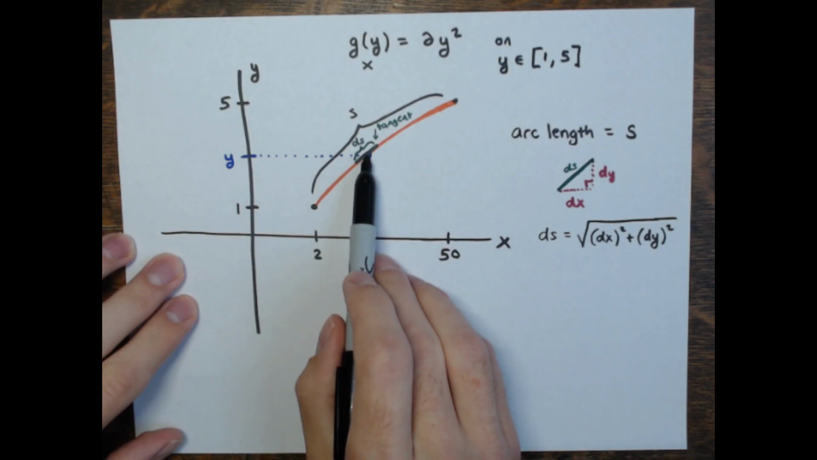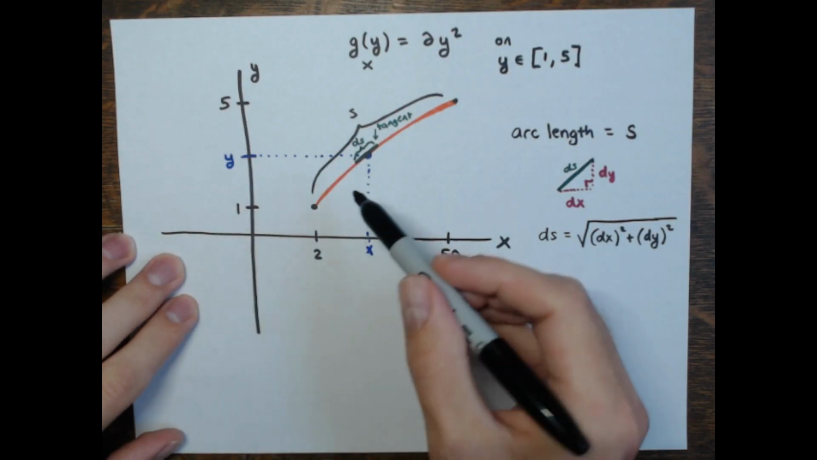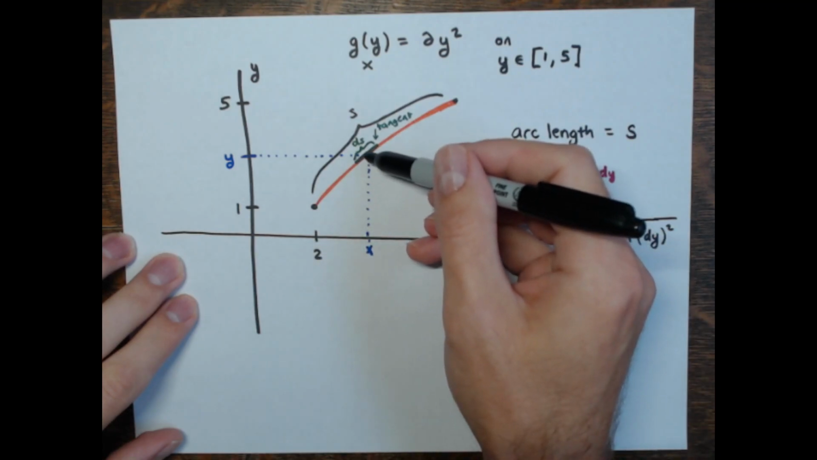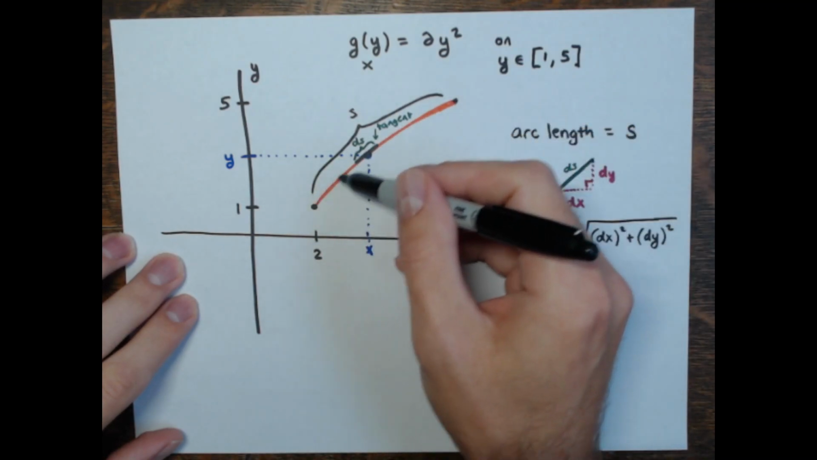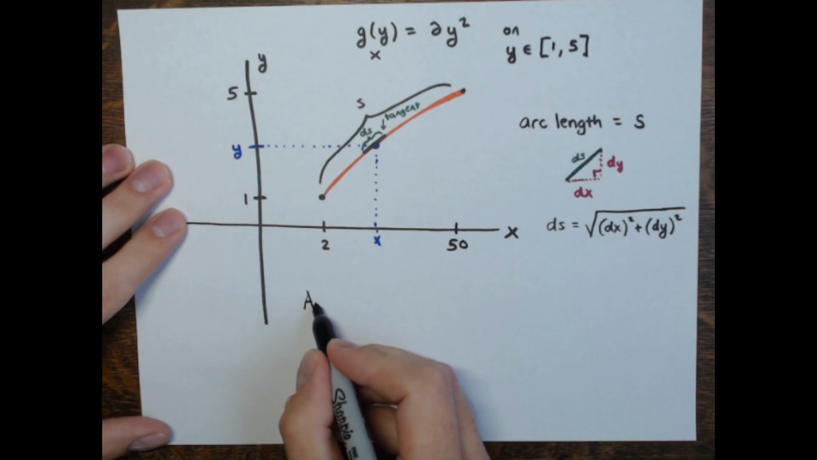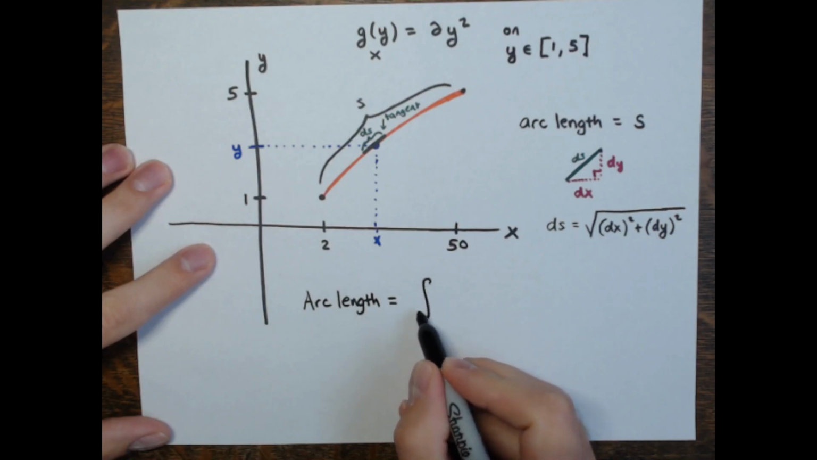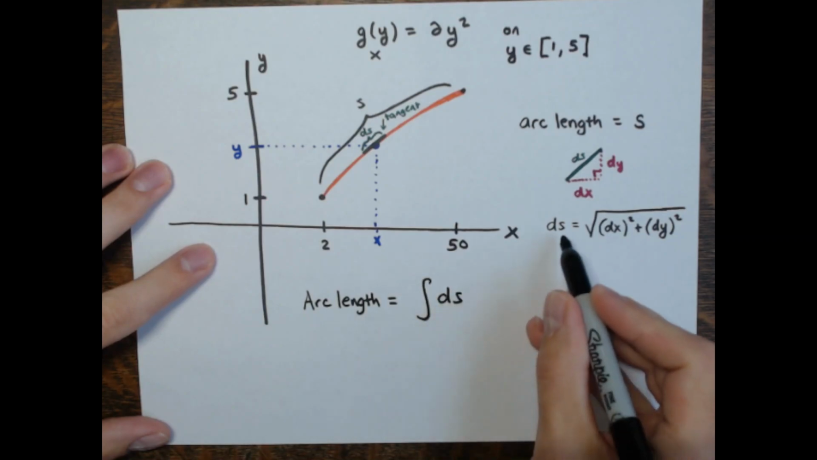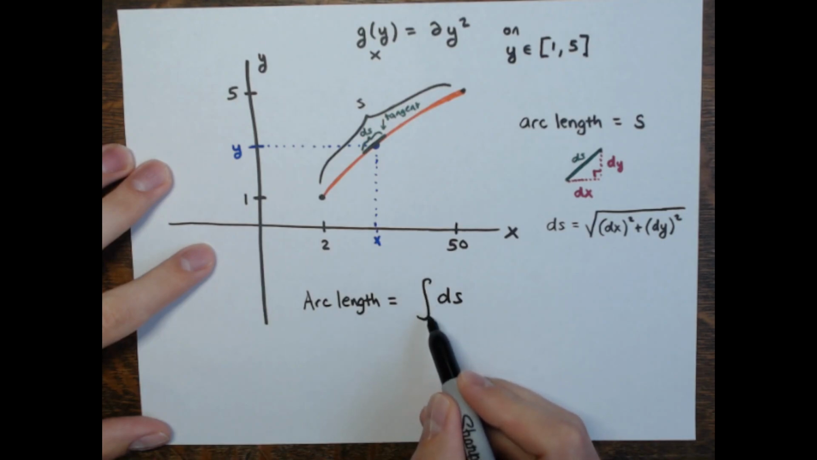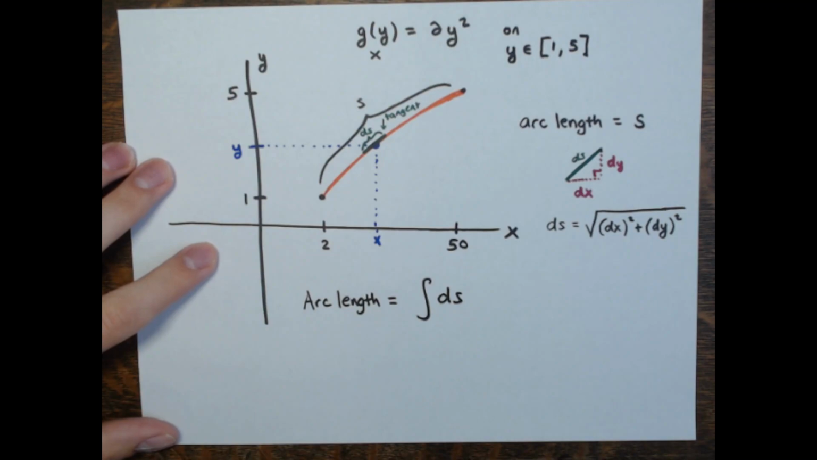And I would take this little piece of arc here and all the little pieces of arc, right? For every y value from 1 to 5, or for every x value from 2 to 50, right? I'm taking these little pieces of arc and adding them all up to create the entire length of the curve. Right, so arc length, right? The total length of an arc, they'll say it's the integral of all these little ds's. Adding up, remember, integral is summing things, right? It looks like a big elongated S. You're summing up all these little pieces of arc, these little ds's, to get the whole arc itself.